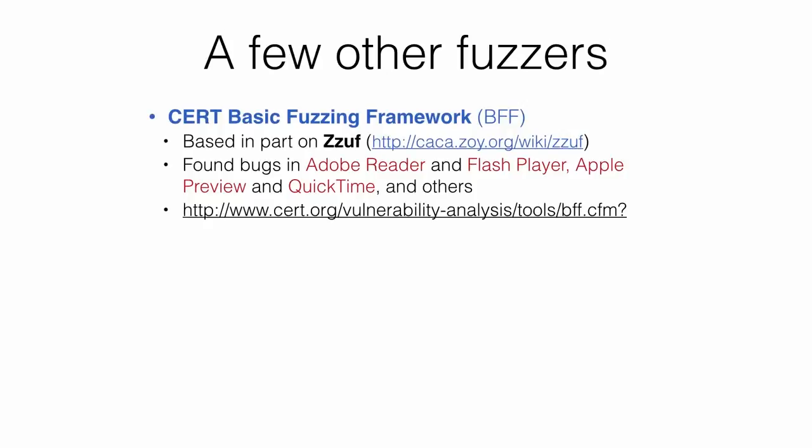We've discussed several example fuzzers so far and the basics of fuzzing overall, and there are yet more fuzzers that are available for use. For example, the CERT Basic Fuzzing Framework, or BFF, based in part on an earlier fuzzer, ZZUF, is freely available, and it has been used to find bugs in commonly used software like Adobe Reader, Flash Player, Apple's Preview and QuickTime, and many others.